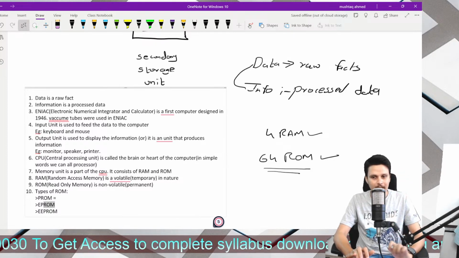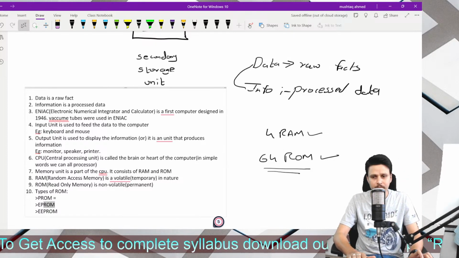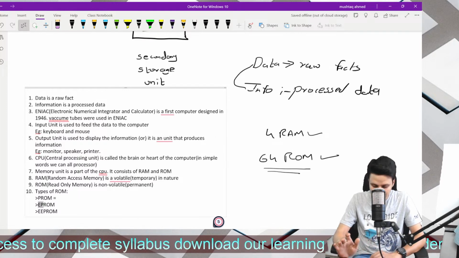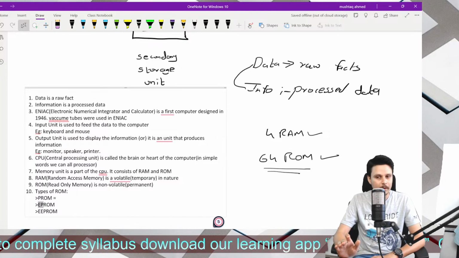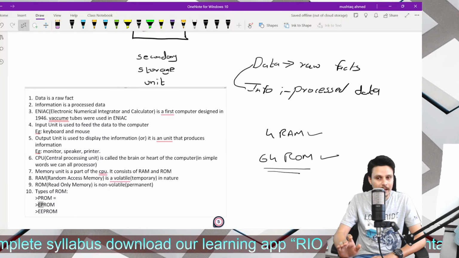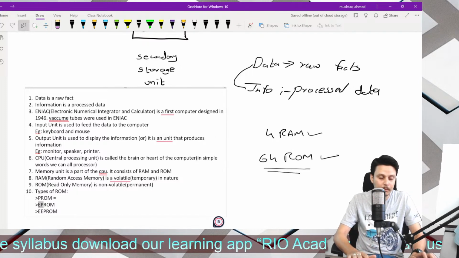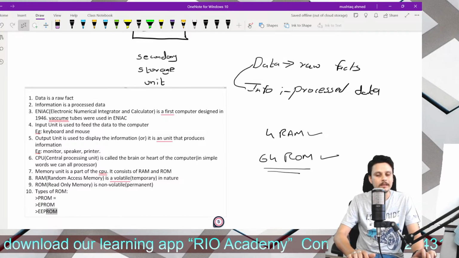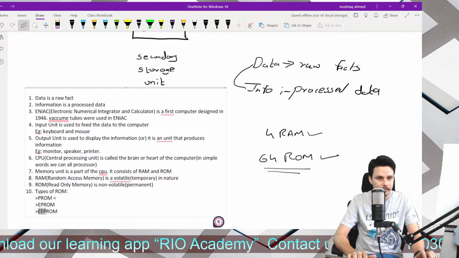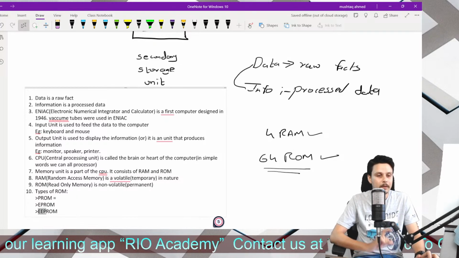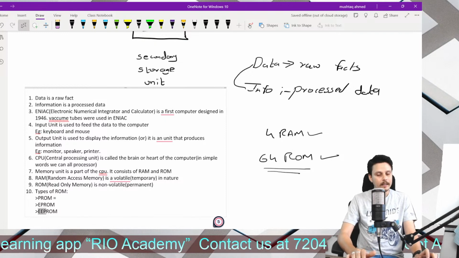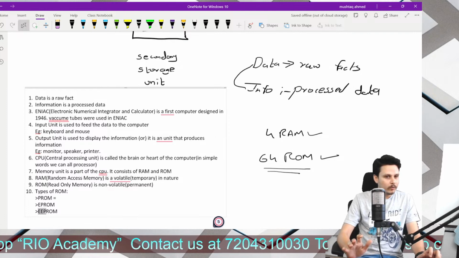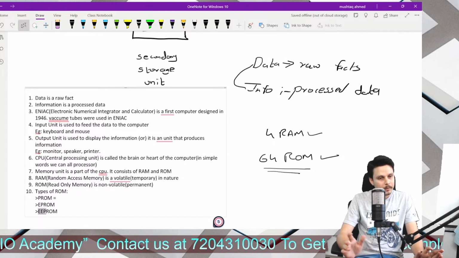Next one is EPROM. Again, ROM means read only memory. Then what is the full form of EP? EP means erasable programmable. The third one is EEPROM. Again, ROM means read only memory. What do you mean by EEP? It is electrically erasable programmable. Whatever data is stored in the ROM is not automatically erased.